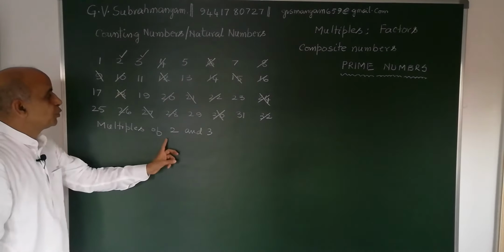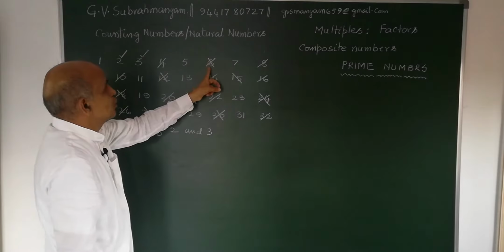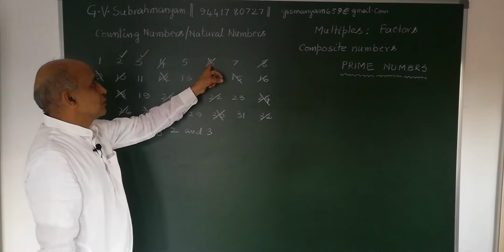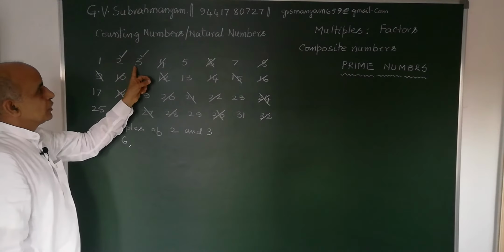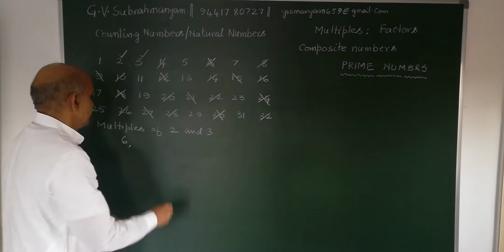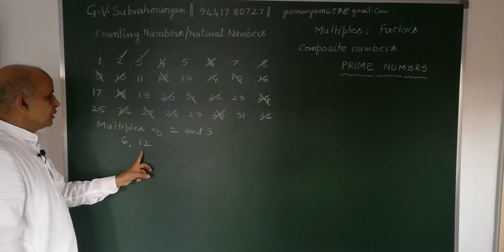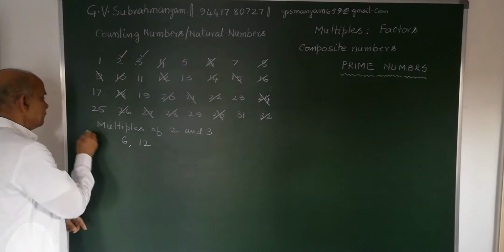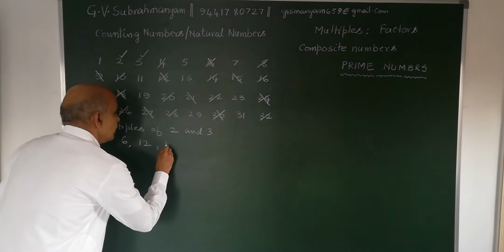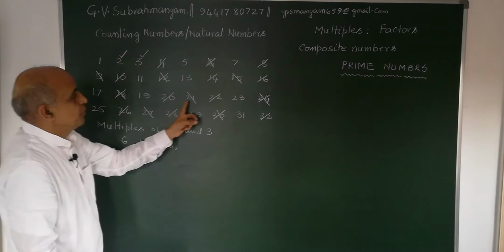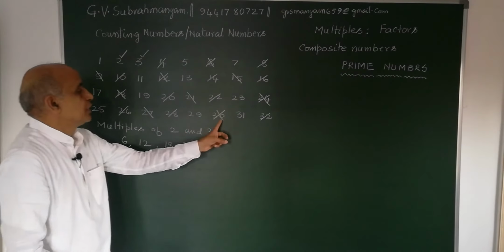If you take multiples of 2 and 3, let us see. This 6, you see, is a multiple of 2 as well as a multiple of 3. So this is common for both 2 and 3. Again you look at this 12. This is a multiple of 2 as well as a multiple of 3. So it is called a common multiple. Then again 18, and again 24. Then again you see 30.